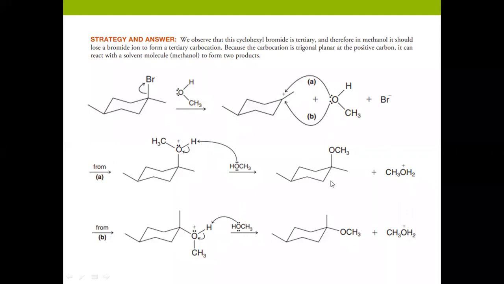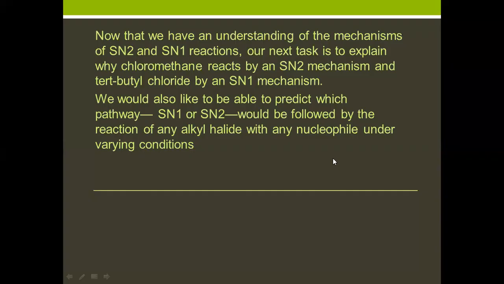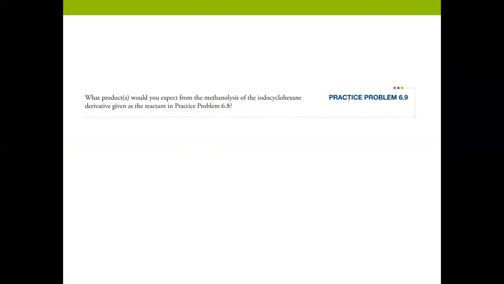In the cyclohexane structure, one will be in the axial position and the other will be in the equatorial position. Down equatorial and the other, for instance, up axial position. Question: what product would you expect from the mechanism of the iodocyclohexane?